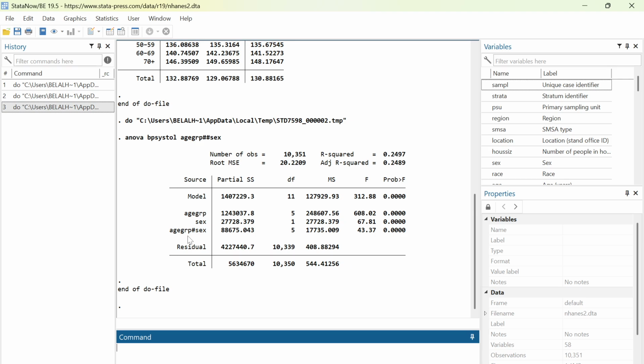So in other words, the effects of age group on systolic blood pressure vary by sex. Okay, so that's how we interpret two-way ANOVA results. So we have got significant interaction effects from our results.